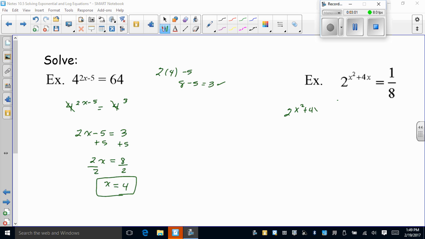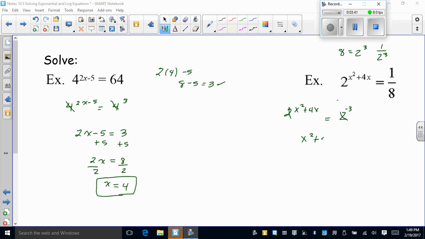Something you should know: 8 is equal to 2 cubed. But I have 1 over 8, so this is really 1 over 2 cubed. To get this out of the denominator, we change the exponent to negative. So this would be 2 to the negative third power. Now I have 2 to the x squared plus 4x equals 2 to the negative third. We can drop our bases, and we're left with x squared plus 4x equals negative 3.